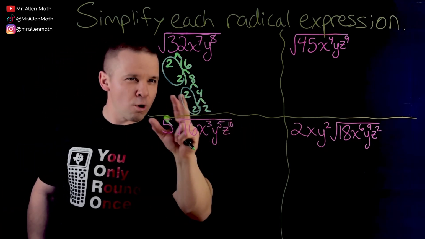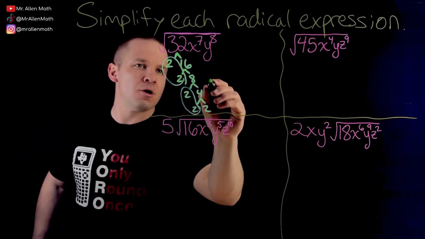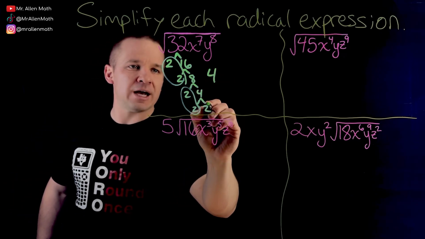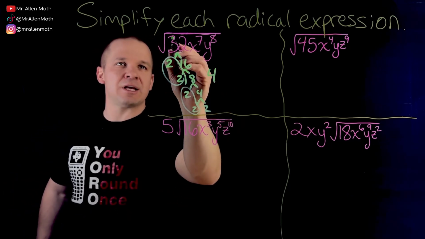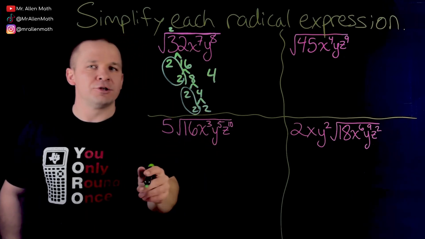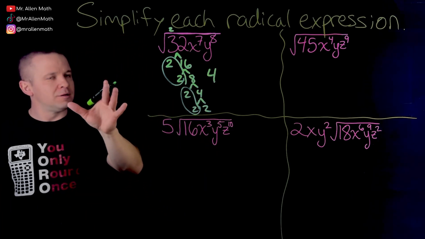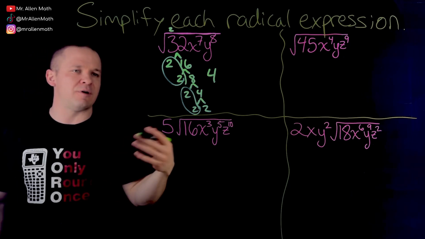So I'm going to start working out my final answer right here with a 4. But that 2, I have to remember to put that back in. Sometimes I even jot it down up here, just as a little note to myself, like, hey, there's a 2 that's got to go in there. Okay, and I'll do the same with the other variables.